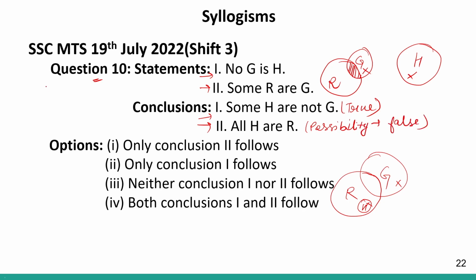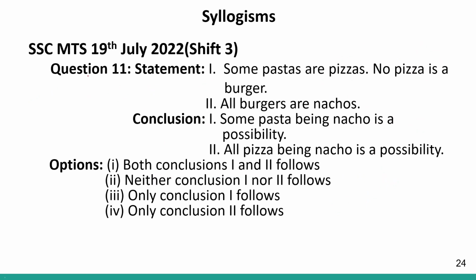If it was written that all H being R is a possibility, then it would have been correct. But since the word possibility is not mentioned, it will be false. So only conclusion 1 will follow. Option number 2 says only conclusion 1 follows. This will be my answer. Option number 2 will be my answer to this question. Clear?